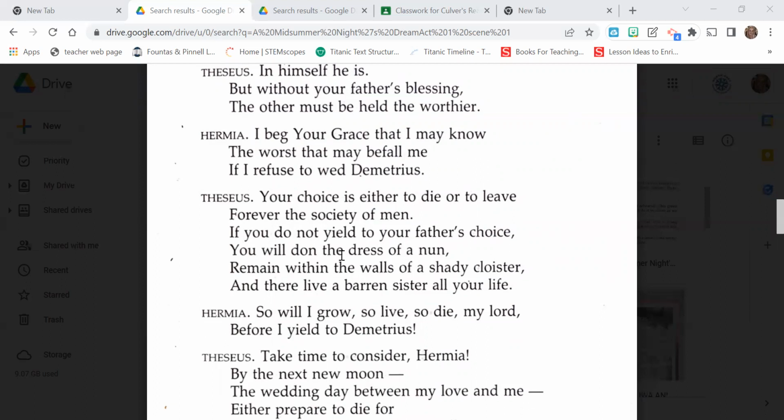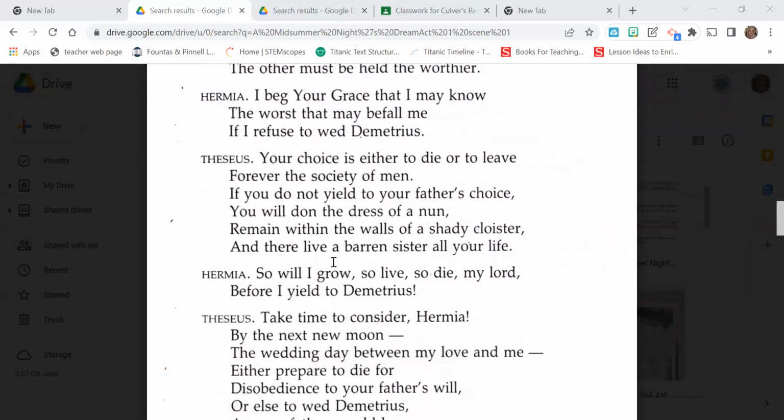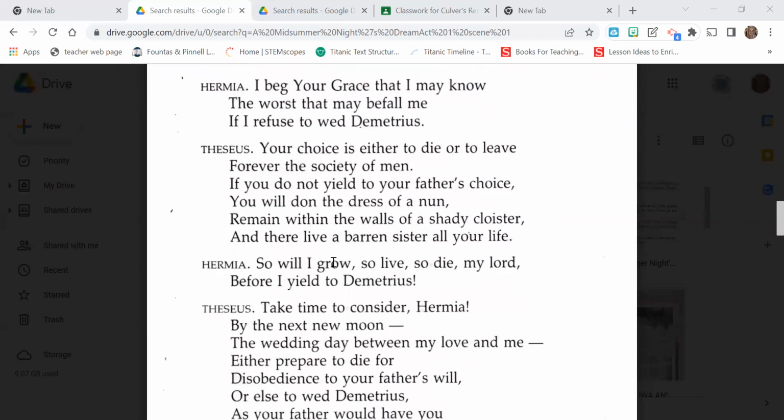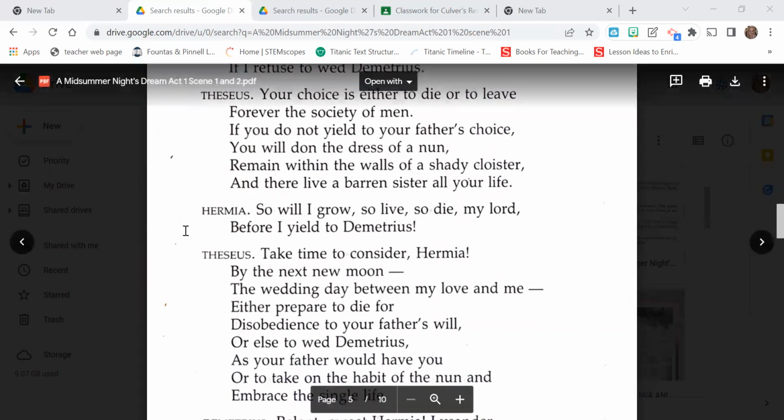praying to God. And Hermia says, so I will grow, so live, so die, my lord, before I yield to Demetrius. So she's saying, you know what? I don't want to marry him. I take the dying part, the death. I will die. And Theseus says, oh, hold on.